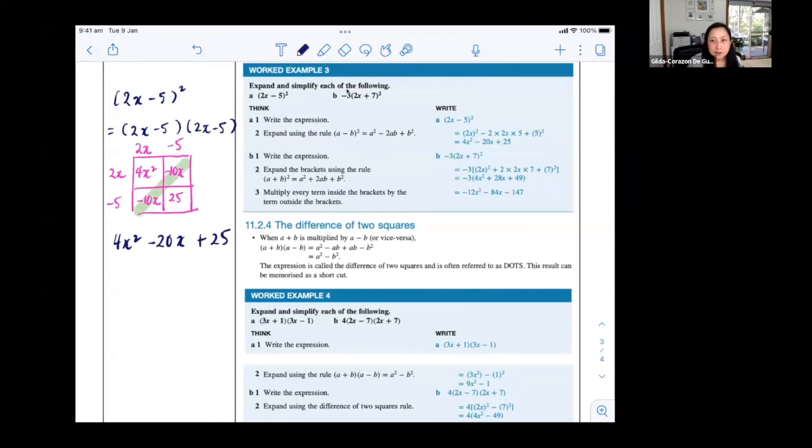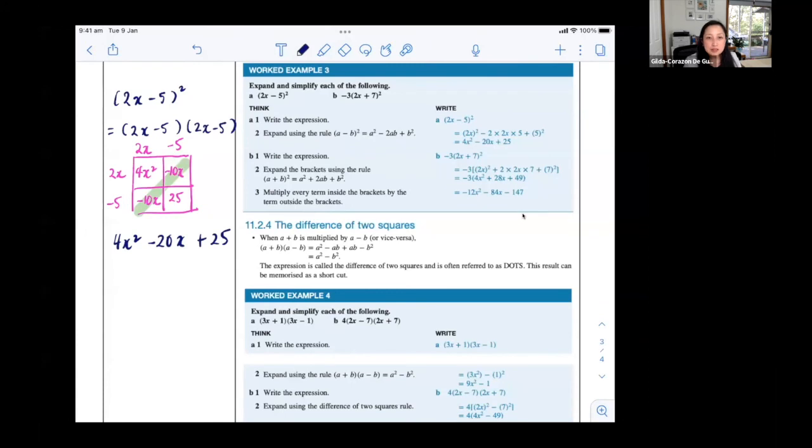Now, what's that extra bit there that they've done is, aside from squaring this binomial, whatever is the answer, you multiply by negative 3, right? And you should get this as the answer. So you can try that using the box method. You can also try that using the FOIL method, right? And then multiply negative 3, whatever is your answer.